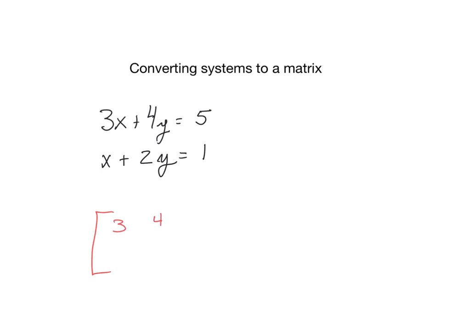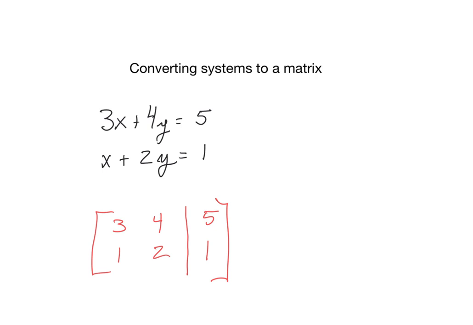3, 4, 1, 2. And then as I do that, I'm going to put a line here because there's an implied x and y, and I'm going to have 5 and 1. All right, this particular format is how we're going to use it to solve this system of equations.